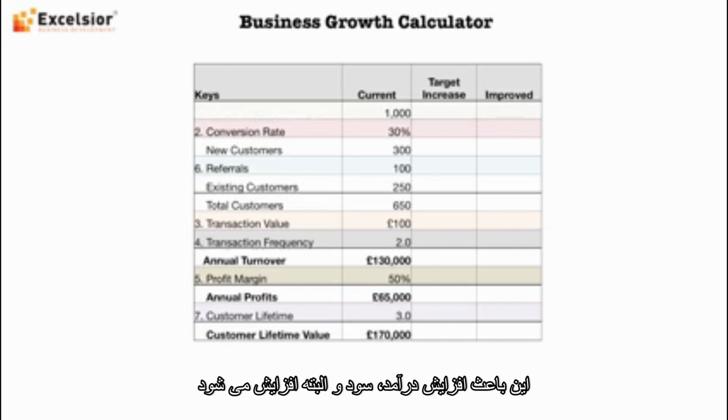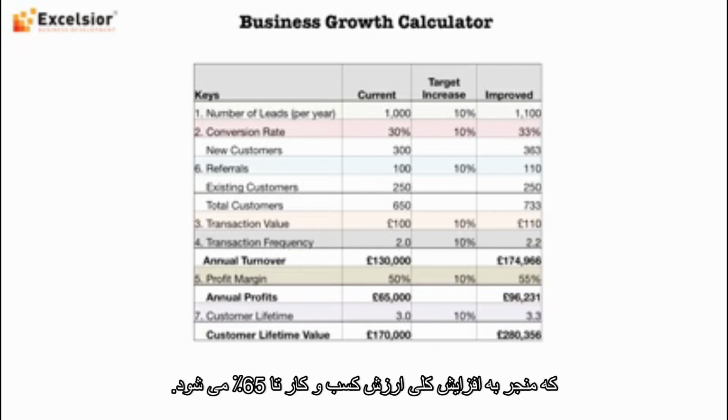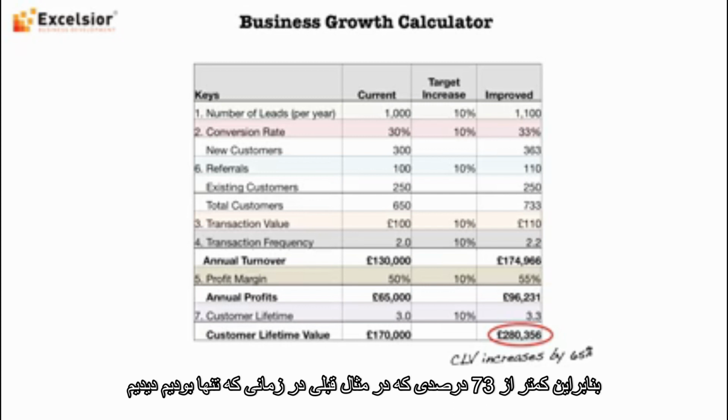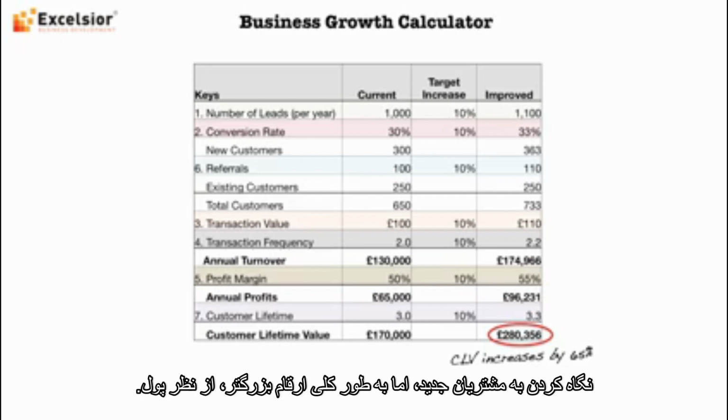This increases revenue, profits, and of course, the underlying value of the business. Let's assume the same 10% improvement for each key, which results in an overall increase in business value by 65%. So lower than the 73% we saw in the previous example when we were only looking at new customers, but larger figures overall in terms of money.